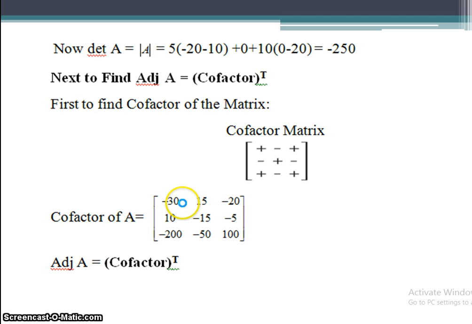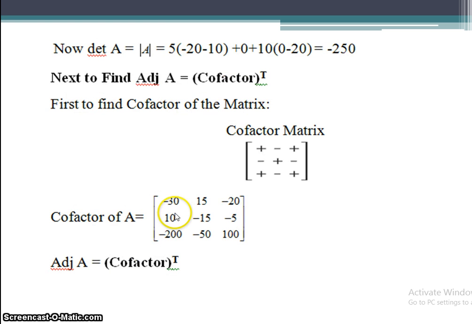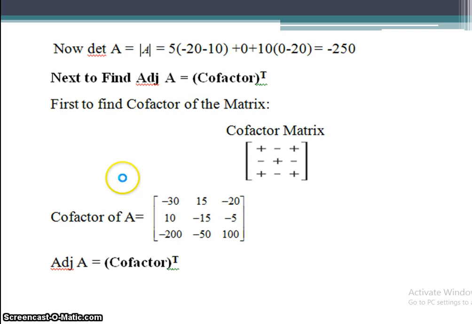Okay, then we take the second value. Next one is 0. So we omit the middle column and the first row. The remaining is 0 into minus 1, which is 0. This one is minus 10. So 0 means we omit this column, then this row. So this one is 0, we get minus 10. So we get minus 10 here.